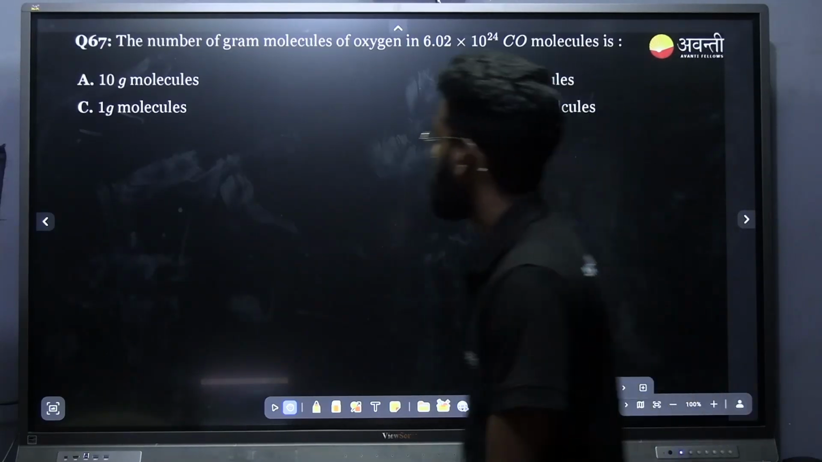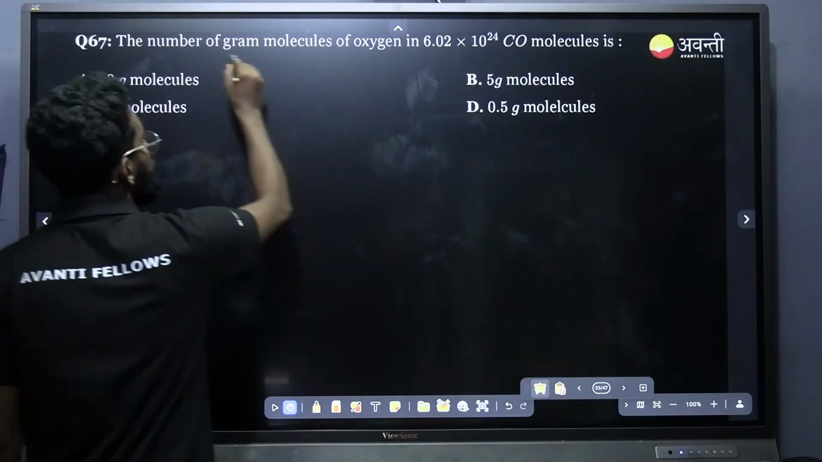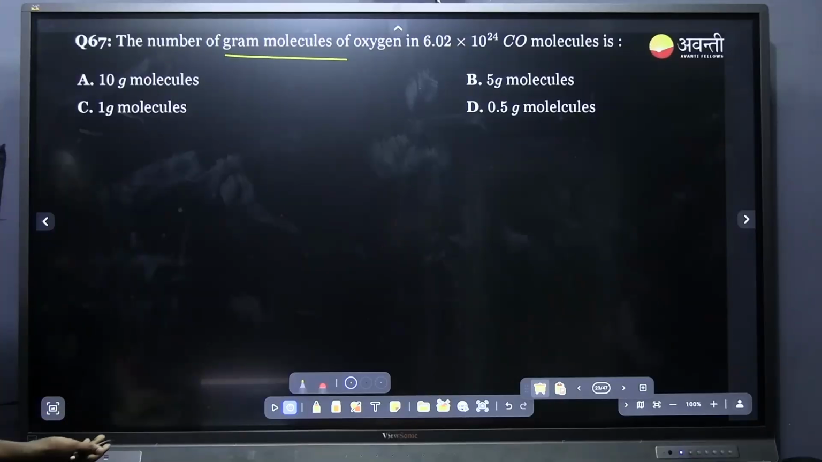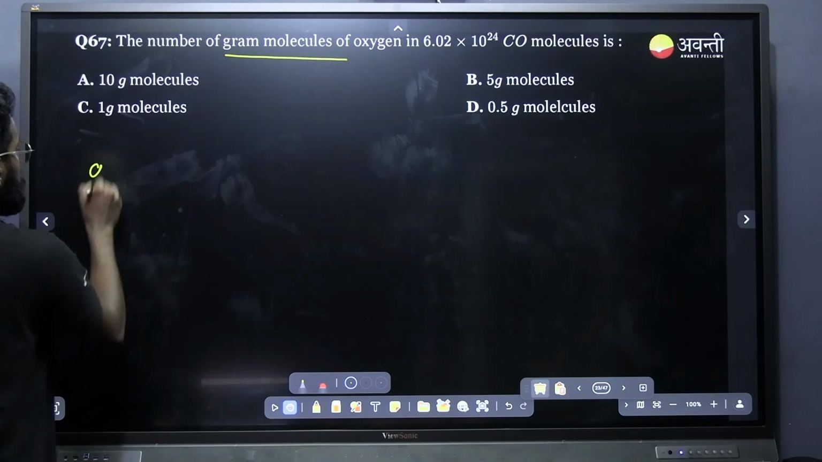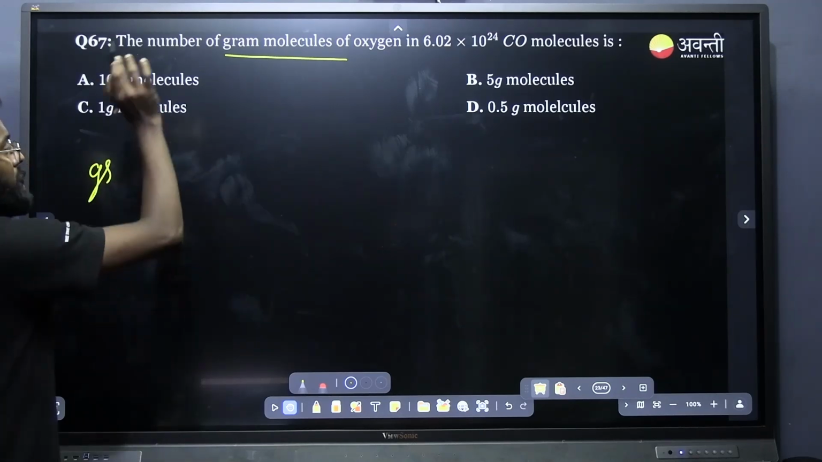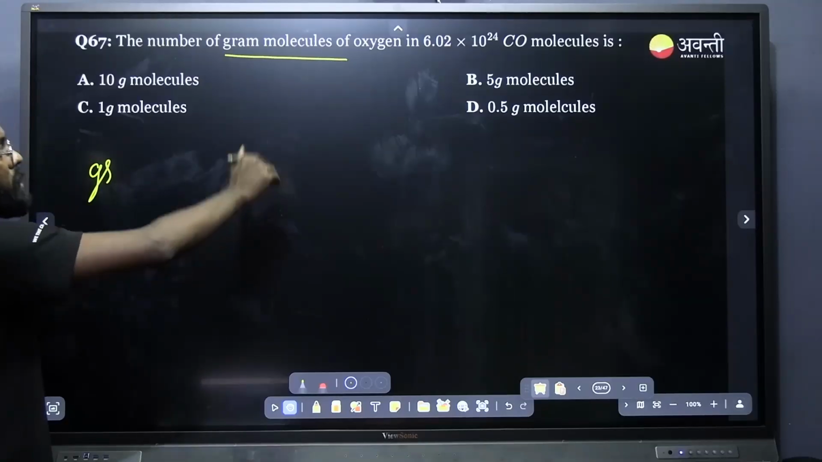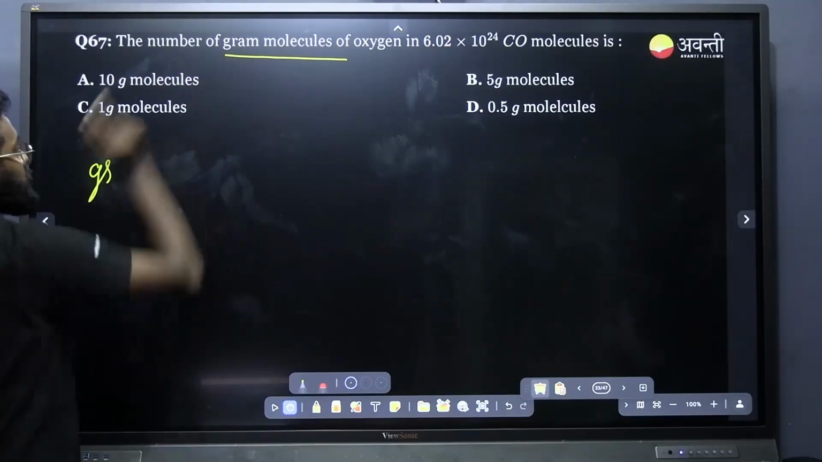Yes or no? Okay, we can solve it. Gram molecule of oxygen. What does it mean by gram molecule? It means they are giving us the number of moles of oxygen. As it is a molecule, it is mentioned as gram molecule. If it is an atom, then instead of number of moles, they would mention gram atom.